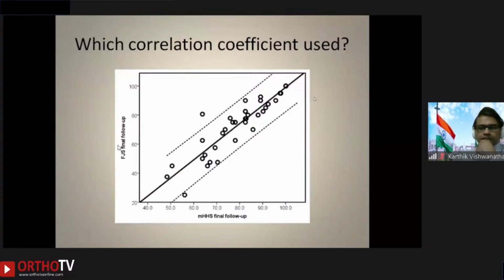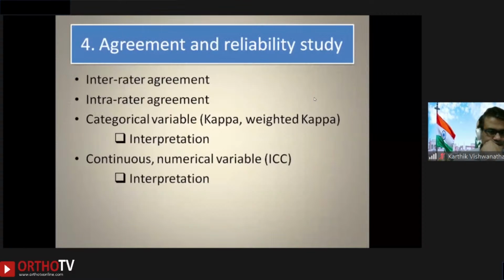Okay, this is the modified Harris hip score and forgotten joint score. Both of them are normally distributed, so Pearson correlation coefficient has been used. This is a near perfect correlation. The R value was 0.92.